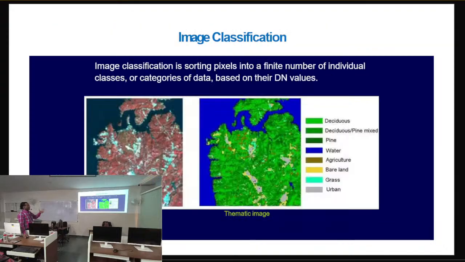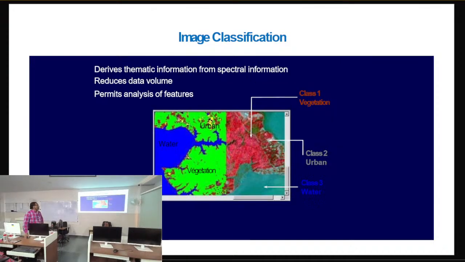And once you do a classification on an image, this is how the classified output will look. Many times it derives the thematic information from spectral information, reduces data volume, and permits analysis of the features. So this is the purpose of the classification. It derives the thematic information from the spectral information.